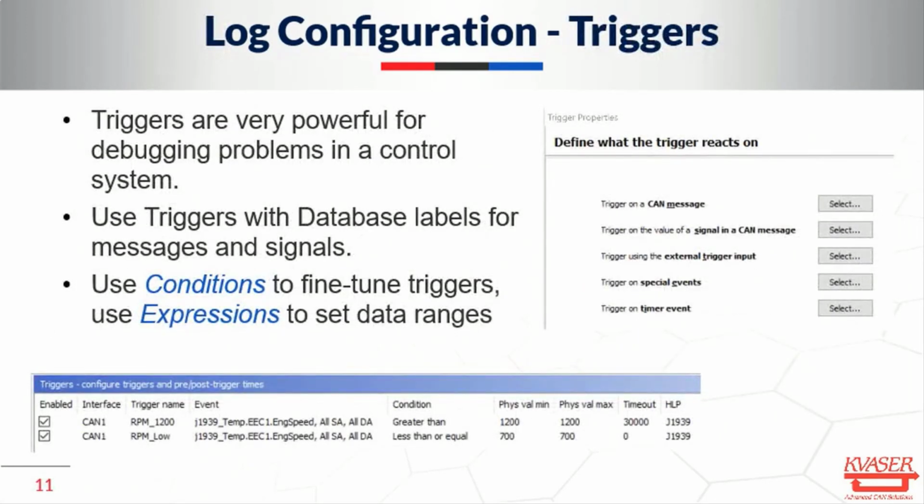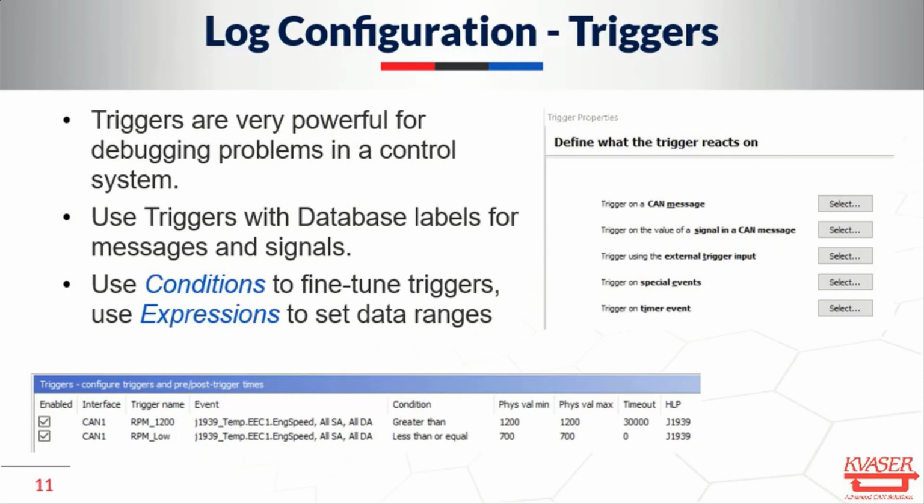So triggers, again, are an extremely powerful feature, very configurable in the Memorator configuration tools, and very much used for debugging when you have a problem, when you have a vehicle that's exhibiting an intermittent condition or event that you really want to validate or understand and change. You would certainly want to use the power of the triggers. You use the triggers with the database labels for messages and signals, and you use conditions to fine-tune the triggers and use expressions to set data ranges. So I'll go into those a little bit.